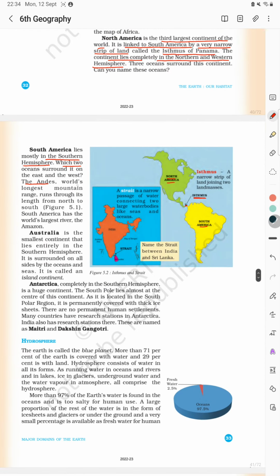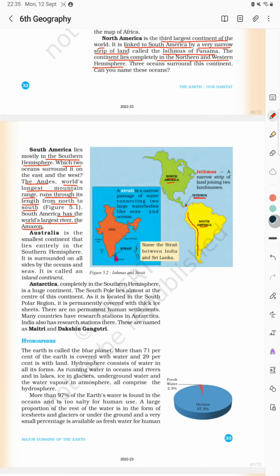The Andes, the world's longest mountain range, runs through its length from north to south, from somewhere here. This is the Andes, the world's longest mountain range. South America has the world's largest river, the Amazon.